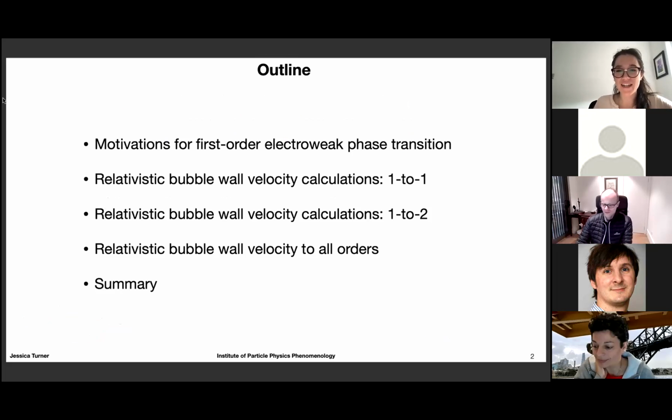So how we're going to begin today is talk about what exactly is a first order electroweak phase transition and what are the motivations for having one. Given that this is an all orders calculation of the electroweak bubble wall velocity, we're going to start with the leading order interaction, which is a one-to-one interaction, and we'll go over that in quite a bit of detail. Then we build on that intuition to study the work done by Bodeker and Moore on the 1-to-2 interaction in the relativistic bubble wall case.